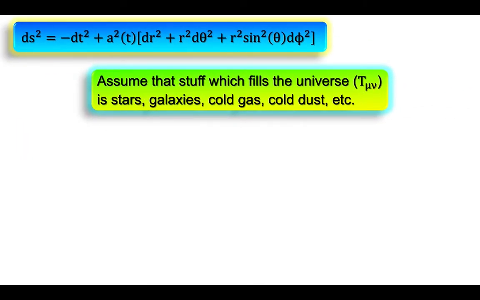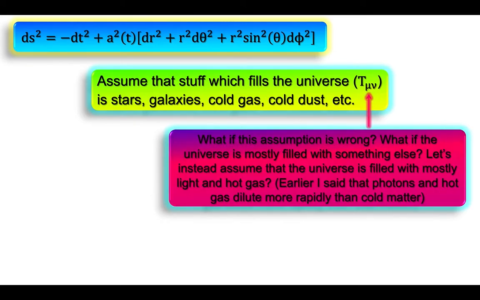So what we did was we assumed that the stuff that fills the universe is mostly stars, galaxies, and other cold material. But what if this assumption is wrong? What if the universe is mostly filled with other stuff? So instead of this, let's assume that maybe the universe is filled with light and hot, fast-moving particles. Earlier in a previous video, I said that photons and other hot gas will dilute more rapidly than cold material. And again, it's not that the particles dilute, it's their energy that dilutes. That's the important thing we want to track if we're really being precise.